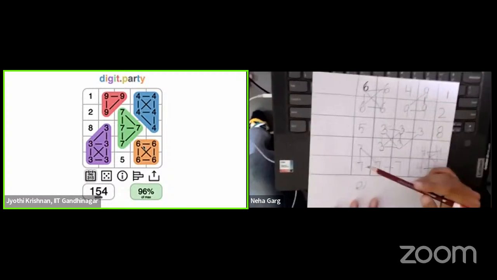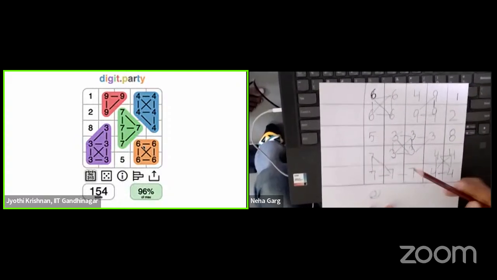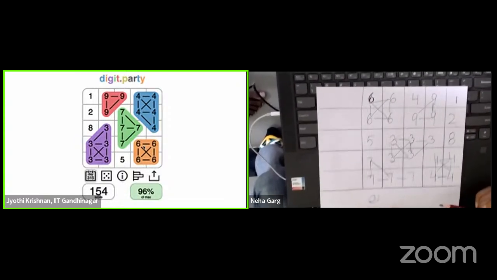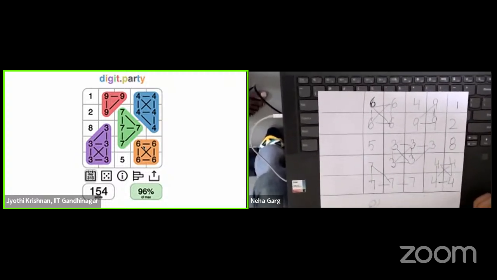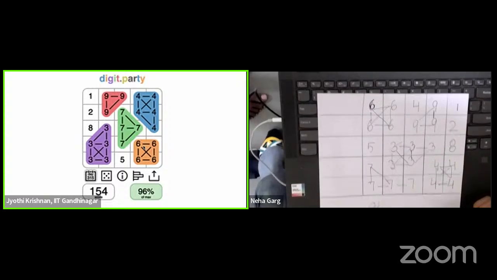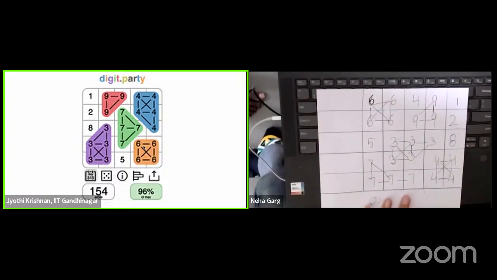I right now have 1, 2, 3, 4, 5. I could have made one more, but I was not able to. And Neha could have made 2 more. 2 more, right, Neha? But compared to me, she only has not made one link.